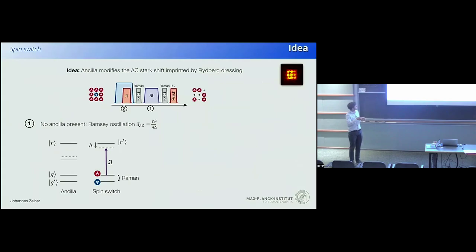First of all, we look at the case where we have no ancilla. We just set up a Rydberg dressing regime. So we basically couple the ground state to the Rydberg state. This is our prime state. What we expect here is that the system picks up an AC Stark shift if we sandwich it into this Ramsey interferometer. So the spins will precess.